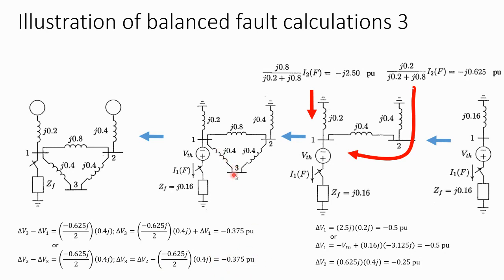If I decide to determine delta V3 by taking the potential drop from bus 3 to bus 1, then I take V3 minus V1 equals the fault current flowing in this branch multiplied by 0.4j. Okay, and then I simplify, and I will get the same value as well. So notice that this branch is the summation of these two parallel branches, and therefore the fault current flowing in this branch should be split into these two branches as well according to the current divider rule.